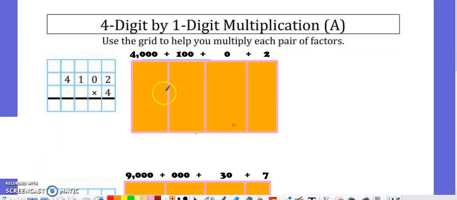Check it out. Now I have a 4-digit multi-digit multiplication problem by a 1-digit multiplier. It's the same exact process. Expanded form tells me that 4,102 is equal to 4,000 plus 100 plus 0 plus 2. My multiplier is 4, and now I'm just doing groups of each number in each place value and then adding them up. 4 groups of 2 is 8.